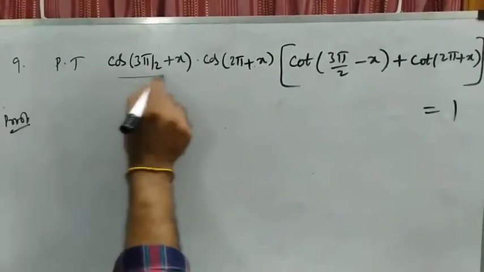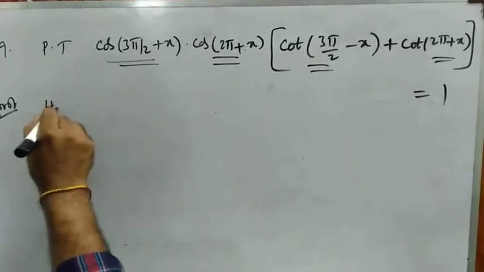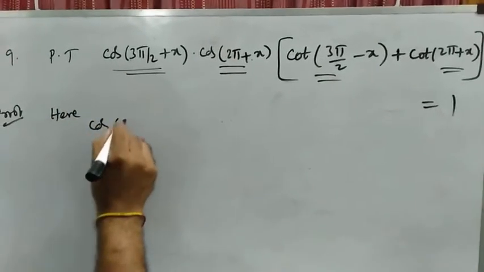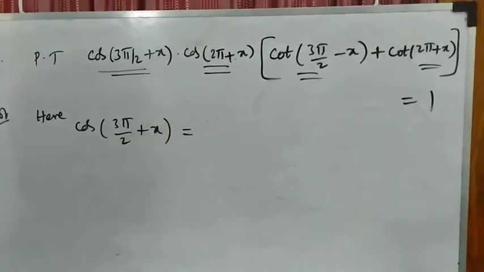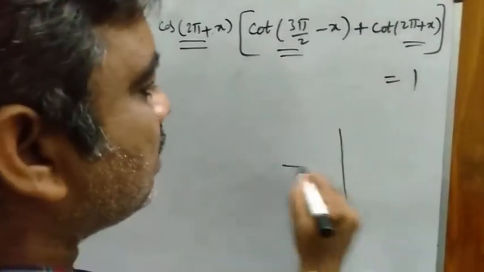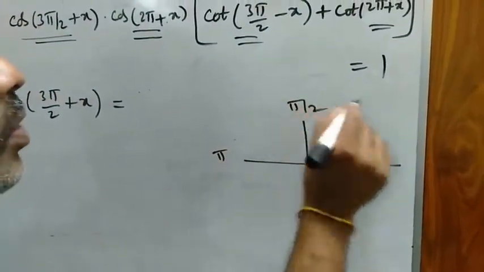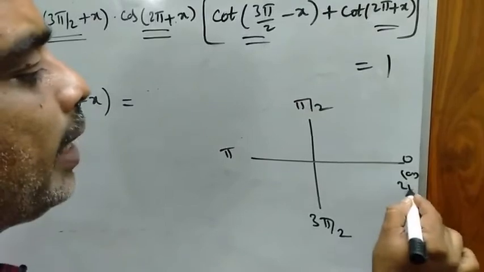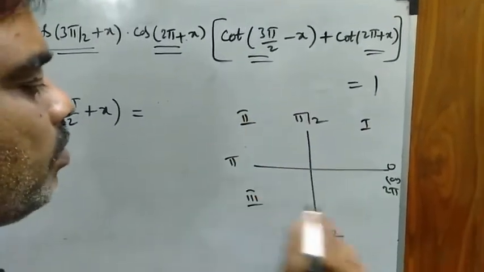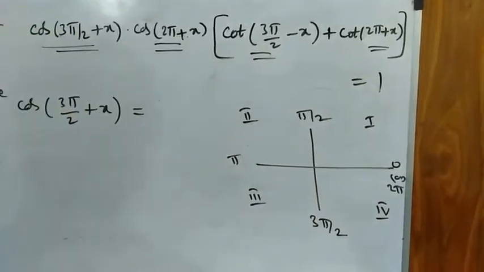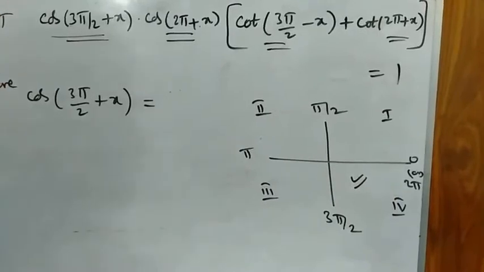So first, see the terms involved in this and evaluate the four values. Here, cos(3π/2 + x). 3π/2 means 270 degrees. This is 3π/2, this is π, this is π/2, and this is 0 or 2π. We know that this is the first quadrant, this is the second quadrant, this is the third quadrant, and this is the fourth quadrant. So 3π/2 + x will come in the fourth quadrant.